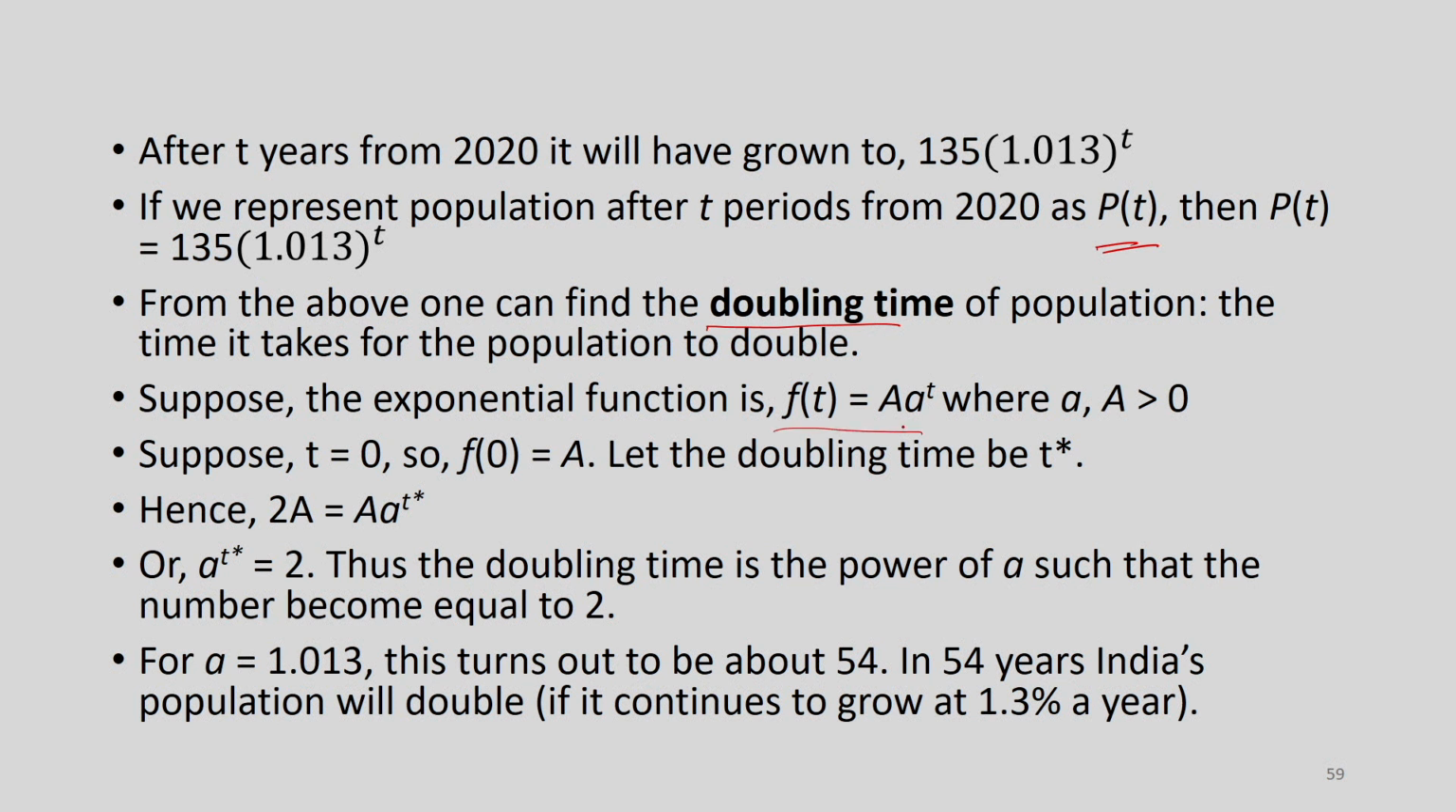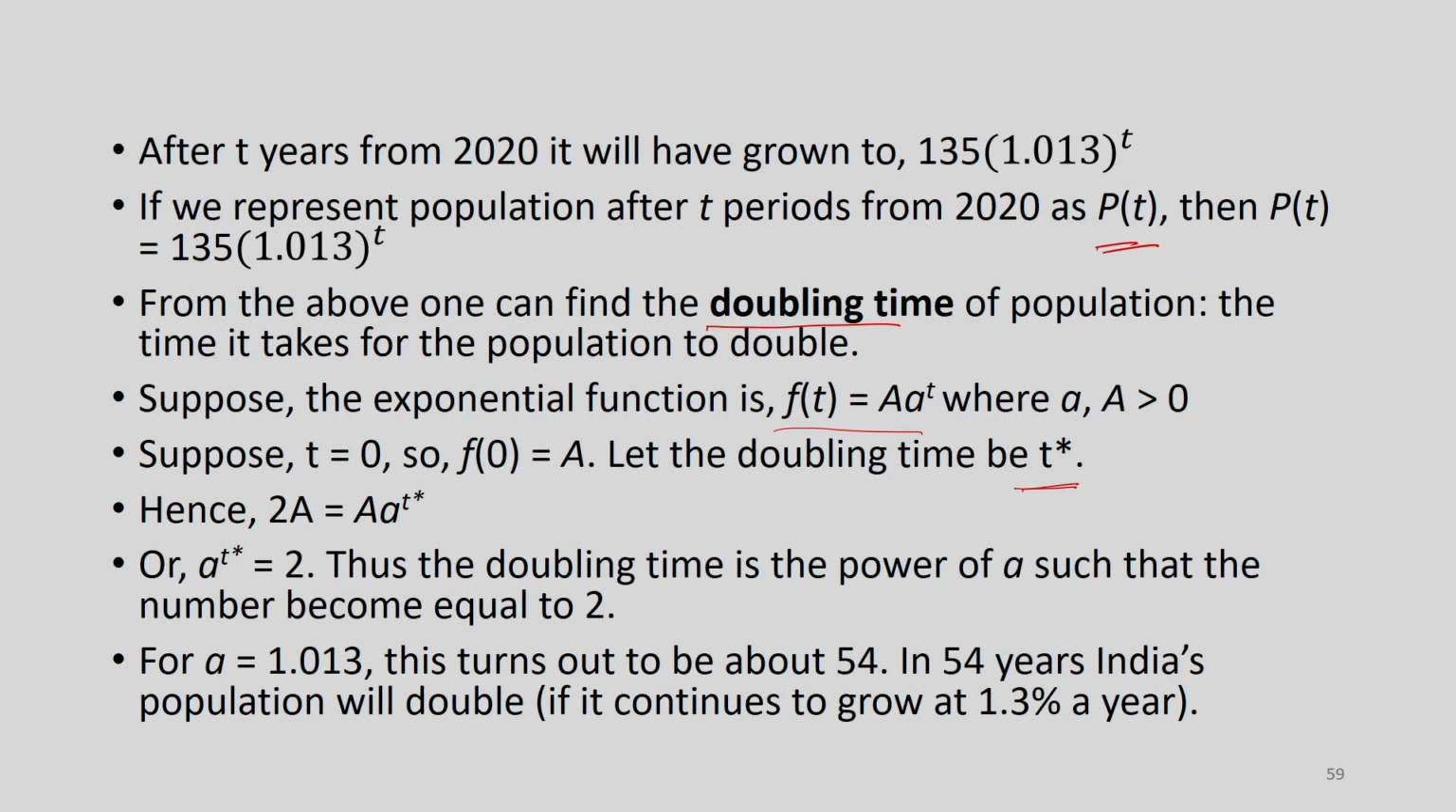doubling time. Suppose the exponential function is f t is equal to capital A multiplied by small a to the power t, where small a and capital A are greater than 0. Suppose t is equal to 0. Therefore, f of 0 is equal to capital A. Let the doubling time be t star. We are assuming that the doubling time is t star, which means that starting from t equal to 0, after t star the population will double.